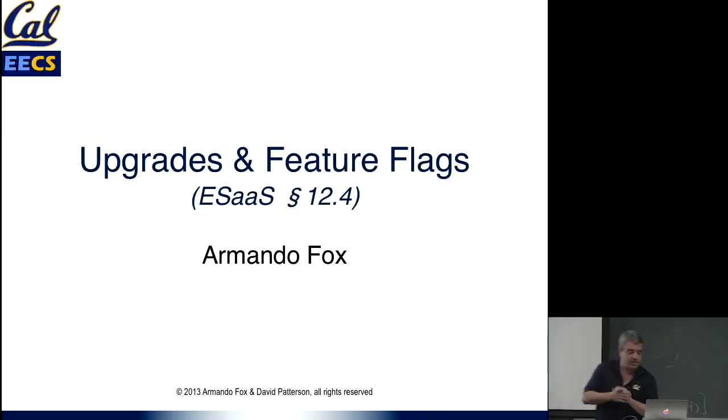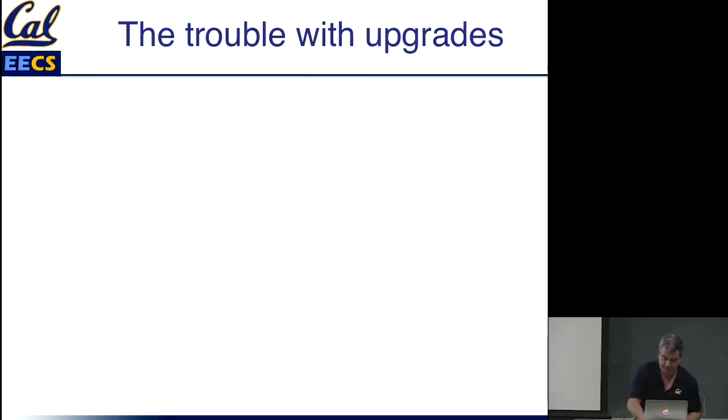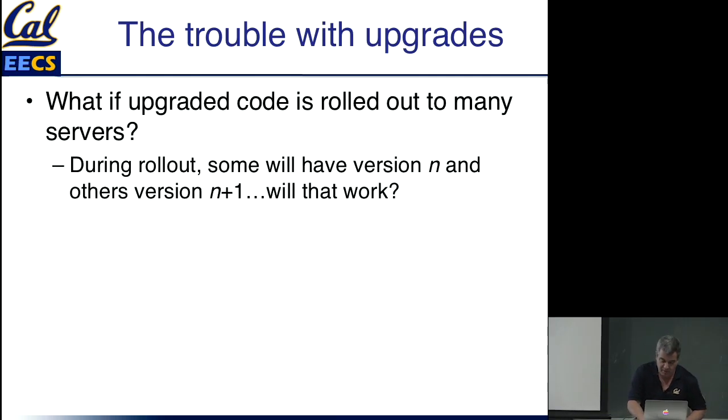How do you do upgrades? This is an issue that arises when you have upgraded code that is either rolled out to many servers or where there's an incompatibility between the code being updated and the database schema. So I'll give an example of each of these.